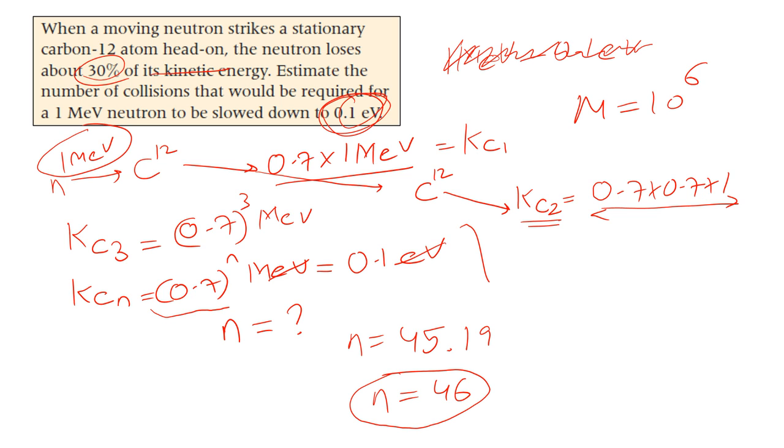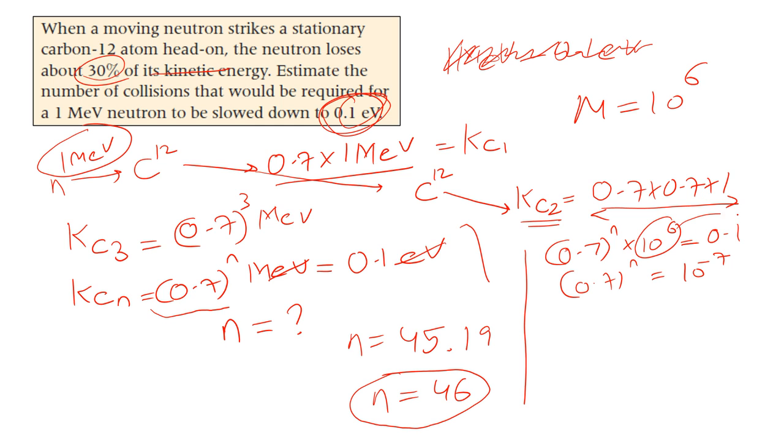I'm not getting anything even close to this value. First of all, I'm getting a negative answer, so it's not even possible. Okay, let me solve it. You have 0.7 to the power of n. If we multiply that with 10 to the power 6, that will be equal to 0.1, right? So 0.7 to the power n can be written as 10 to the power of -7, because this 10 to the power 6 goes to the right hand side.